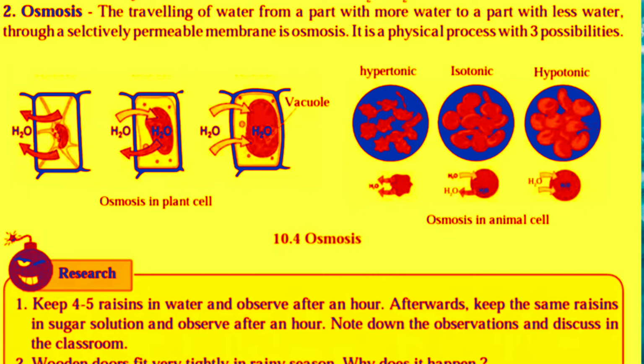Let us move towards the research. Keep 4 to 5 raisins in water and observe after an hour. Afterwards, keep the same raisins in sugar solution and observe after an hour. Note down the observations and discuss in the classroom. Students, we have already done this experiment in the 7th standard. See the second one. Wooden doors fit very tightly in rainy season. Why does it happen? Students, comment your answers in the comment section.